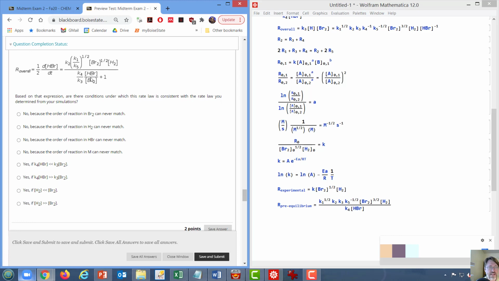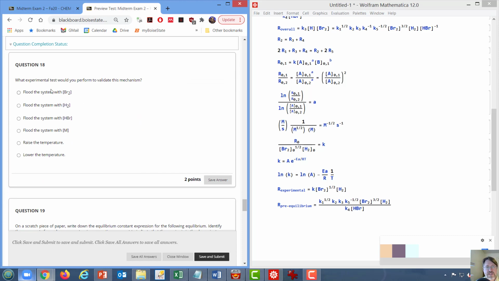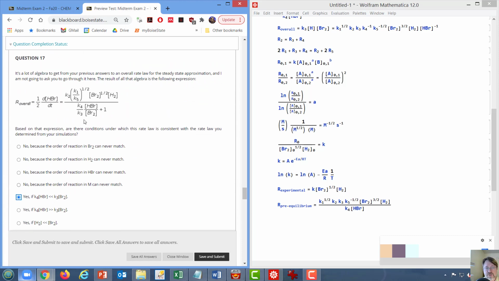So what's necessary for that to be small? If k4 times HBr is much less than k3 times Br2. So that one. What experimental test would you perform to validate this mechanism? Okay, well, what we would want to do is make it so that this term in the denominator is much higher than 1, and so then the reaction orders would change in this particular way.